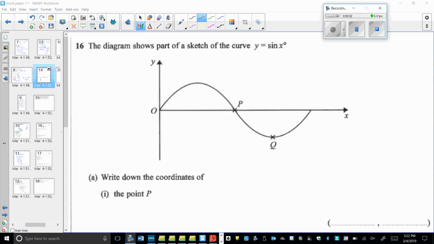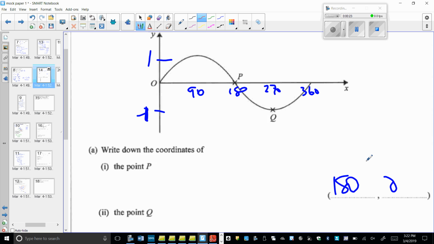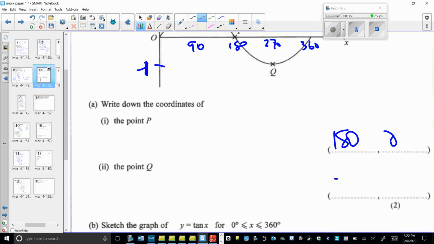Okay, so this is the basic sine curve. If you remember, our points are 90, 180, 270, and 360. Go up to 1, down to -1, back to 0 and 2. And the coordinates of point P, therefore, are 180, 0. It's 180 on the x-axis, 0 on the y. And Q is 270, -1.